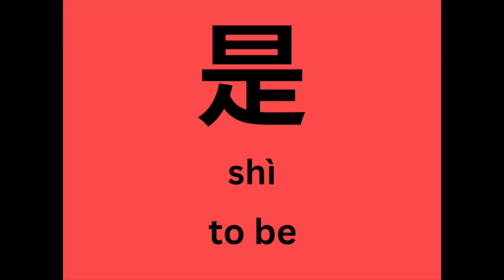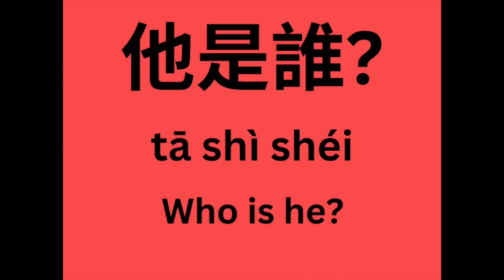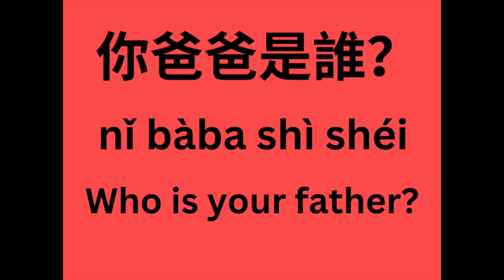An interesting one is the verb 是, to be. 他是谁? Who is he? So now it comes after the verb. 你爸爸是谁? Who is your father?